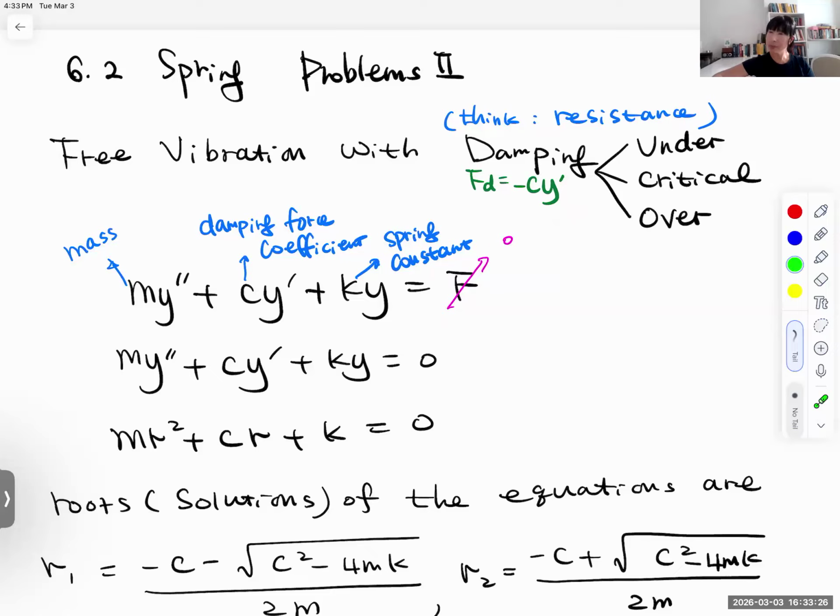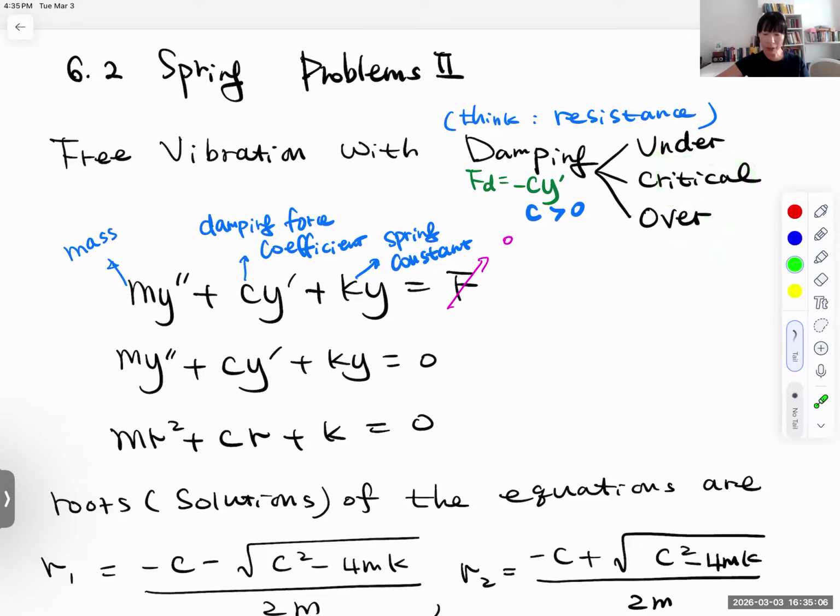Motion is free. Did I say that right? Oh, yeah. Damping, sorry about that. No damping, then c equals 0. With damping, c is greater than 0, right? Okay, so in the damped force, we have under, over, and critical damping. So under, over, then critical damping.